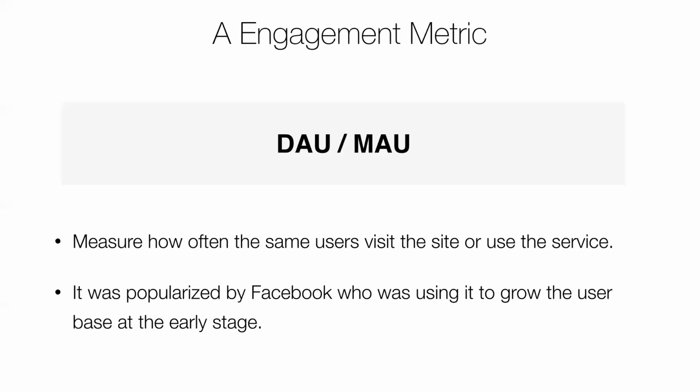Then what is engagement? One way to do it, which is actually very popular in startups, especially in Silicon Valley, is DAU over MAU, or DAU divided by MAU.